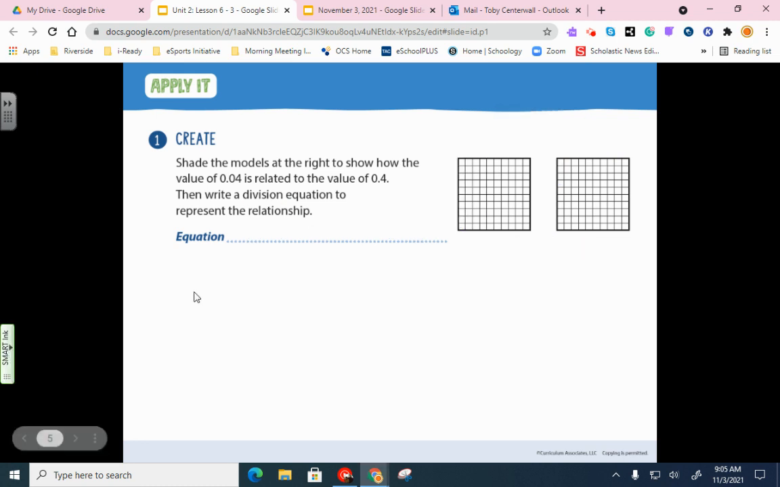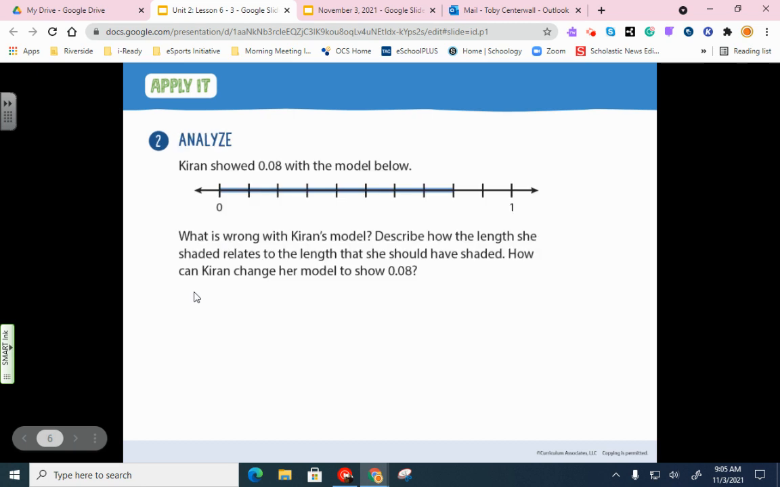Again, with the videos, if you're watching, you can pause if I'm going too fast for you. All right, Kieran showed that 8 hundredths, so we're going to write above that, this number right here is 8 hundredths. Kieran showed 8 hundredths with the model below, and there's a problem with that. It says, what's wrong with this model?